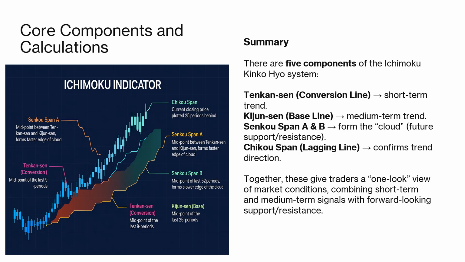So in summary, there are 5 components of the cloud system. The conversion line, which tells you the short-term trend. The baseline, which gives you the medium-term trend. Cloud A and B form the cloud and therefore can offer future support and resistance. And the lagging line confirms the trend direction. And altogether, these give traders a one-look view of market conditions.